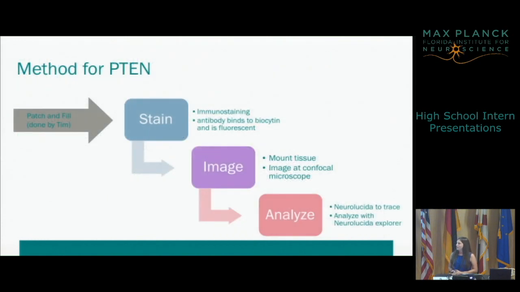The method for this portion of my project is first the cells were patched and filled by my mentor, Tim. Thank you, Tim. In this process, he is listening in almost to the cells, and while this is going on, the cells are being filled with biocytin. During the next stage, I do an immunostain on the slices. In this, an antibody binds to the biocytin, and the result is that the entire cell is fluorescent. Next, I mount the tissue and take an image at the confocal microscope. The next thing that I do is I upload the 3D image into a special program called Neurolucida, which allows me to trace out the dendrites and then analyze them.